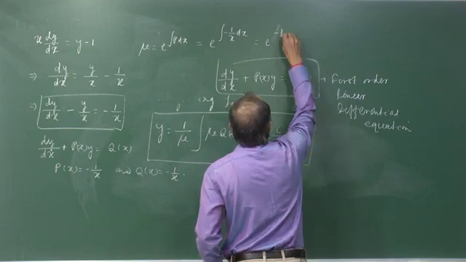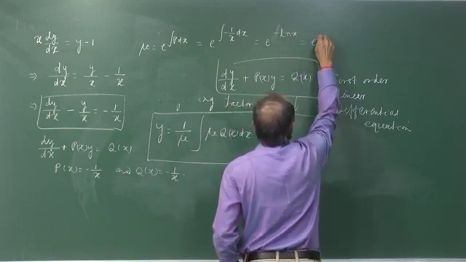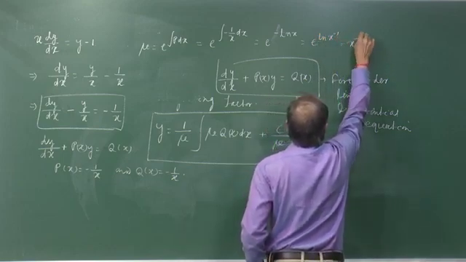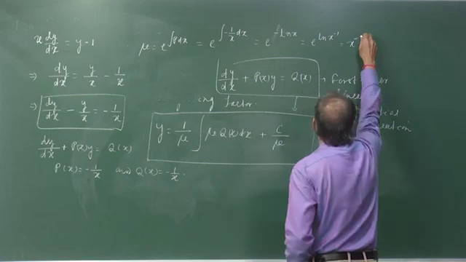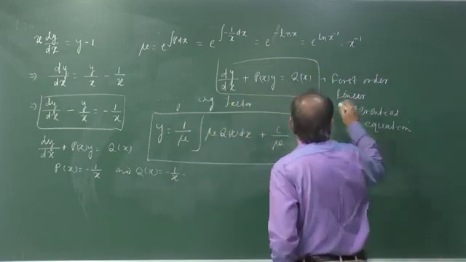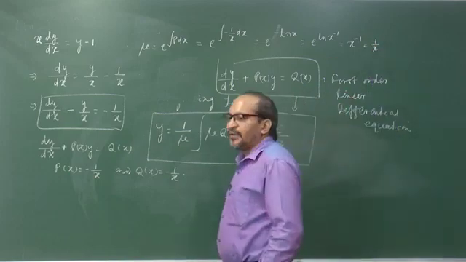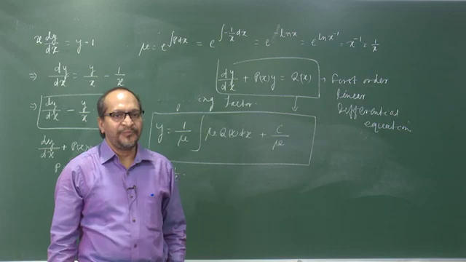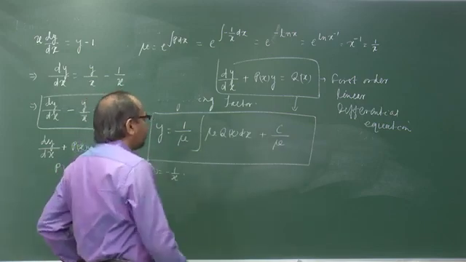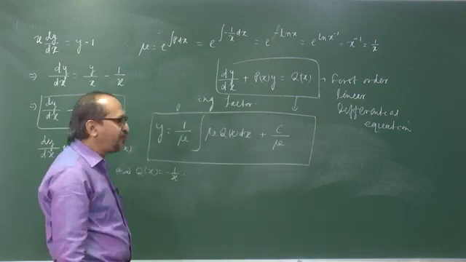So, e to the power minus ln x, that is equal to e to the power ln x to the power minus 1, and that is x to the power minus 1, because e to the power log x is equal to x. So, it is equal to 1 by x. Okay. So, our integrating factor mu is 1 by x. So, what will be the general solution? This is the general solution. So, let us put here the value of mu.